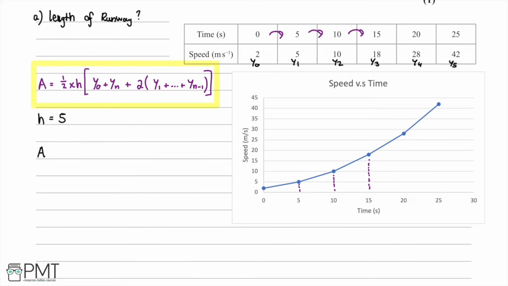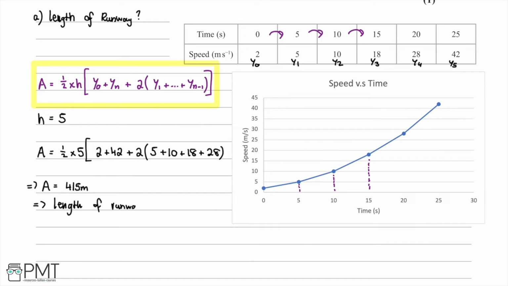So the area is going to be equal to 1 over 2 multiplied by 5. Then we'll have our big brackets, and we're going to have y0, which is 2, and we're going to add that to y5, which is 42. And then to that, we're going to add 2 lots of y1 plus y2 plus y3 plus y4. So that will be 5 plus 10 plus 18 and finally plus 28. We then put this into our calculator and we get that the area is going to be equal to 415 meters. So we can conclude that the length of the runway is going to be 415 meters.